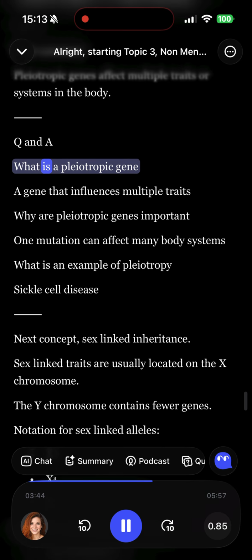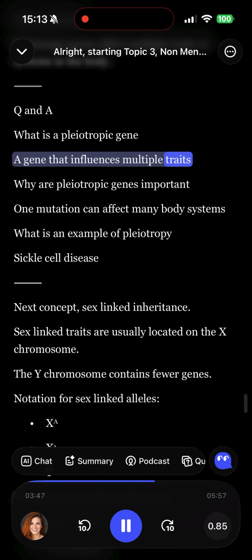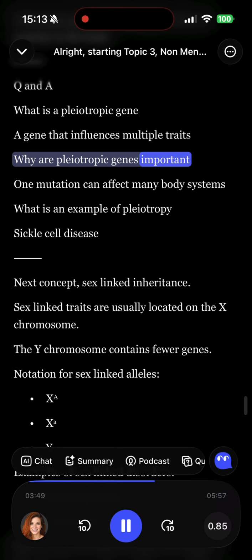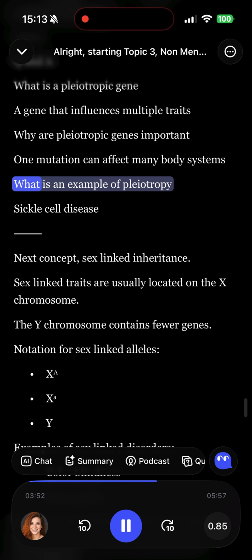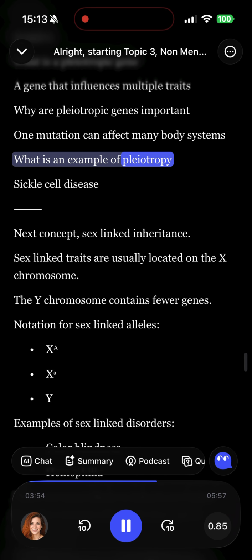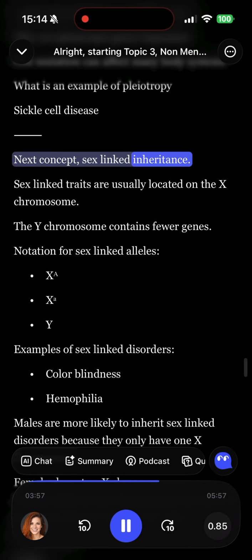Q&A. What is a pleiotropic gene? A gene that influences multiple traits. Why are pleiotropic genes important? One mutation can affect many body systems. What is an example of pleiotropy? Sickle cell disease.